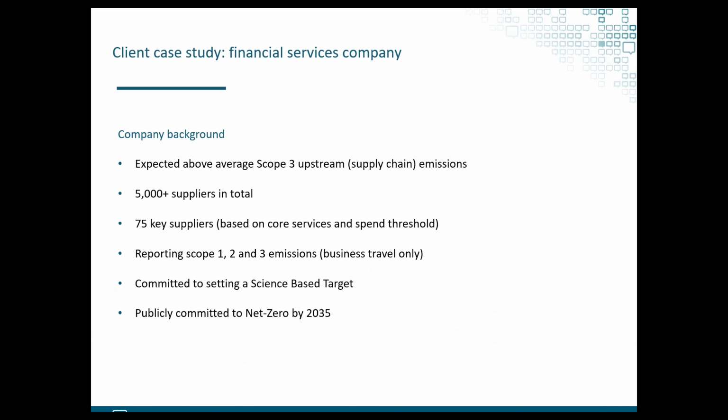So we'll look at a financial services organization that, as we have discussed and looked at in those charts, sits in a sector where the upstream Scope 3 emissions probably far outweigh their direct emissions. They have over 5,000 suppliers in total, of which 75 are designated by procurement as key suppliers, based on core services and spend thresholds. The company is mature in its reporting of Scope 1 and 2 emissions and their Scope 3 business travel, so fairly typical of many of our clients. They've not yet addressed supplier emissions, but have set a net zero target and are publicly committed to setting a science-based target.